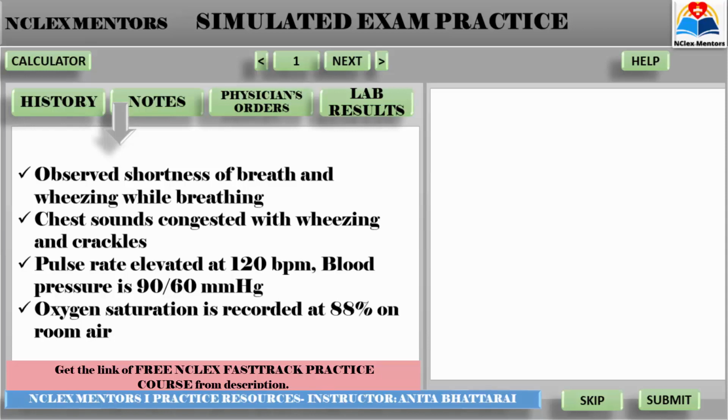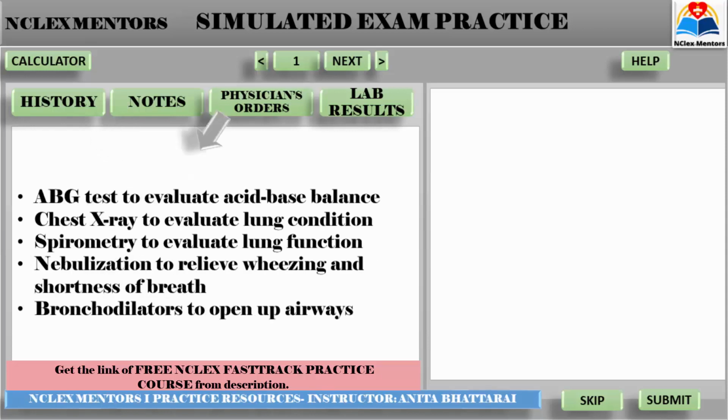Pulse rate elevated at 120 beats per minute. Blood pressure is 90/60 mmHg. Oxygen saturation is recorded at 88% on room air. Physician's orders: ABG test to evaluate acid-base balance, chest X-ray to evaluate lung condition, spirometry to evaluate lung function.